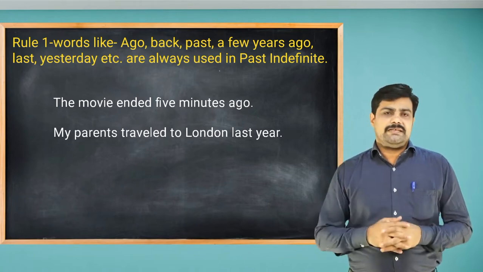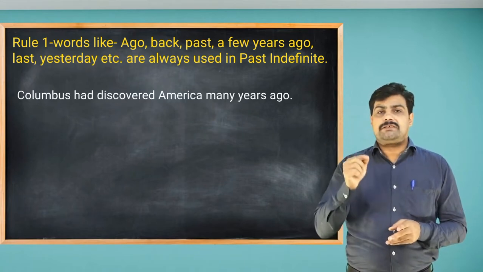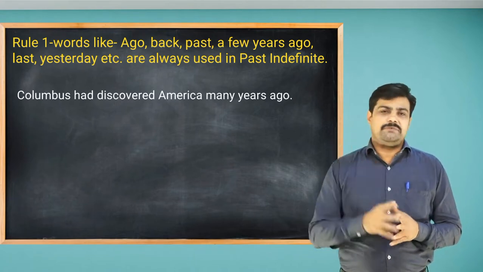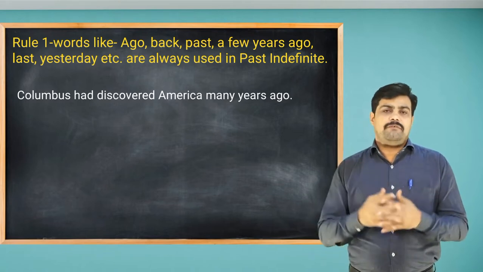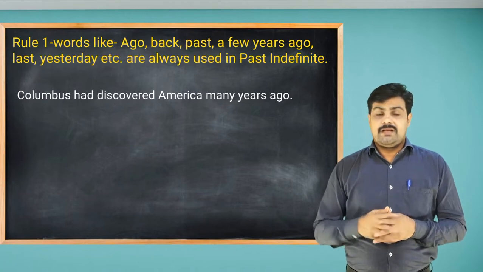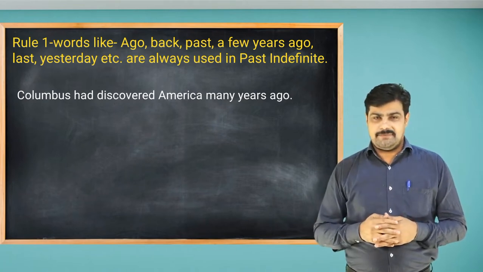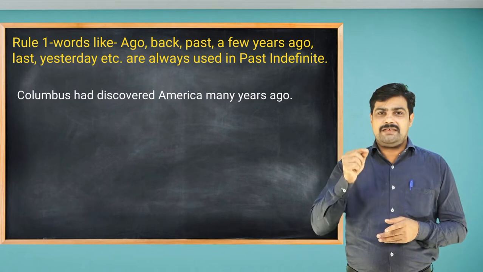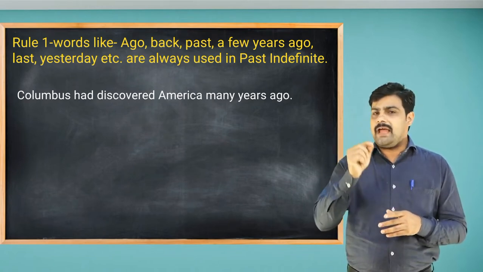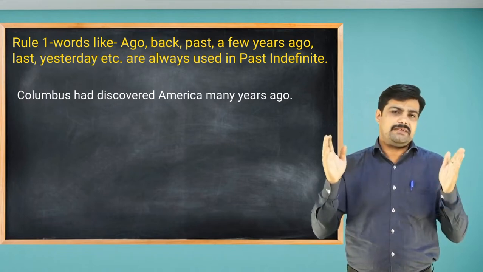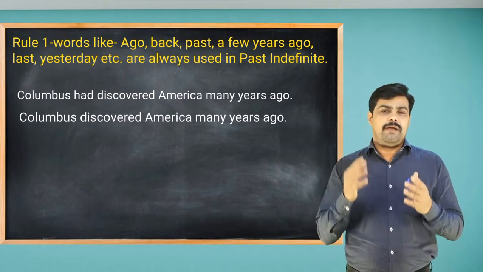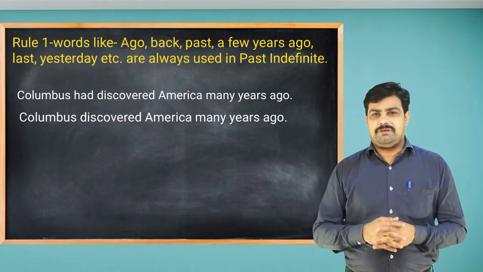Now let's see these sentences. Columbus had discovered America many years ago. Now in this sentence, what is the mistake? According to the rule you have recently learned, the sentence is incorrect. The tense is incorrect, rather. Because Columbus had discovered America many years ago, here we have ago, and ago is used in past indefinite tense only. So the right sentence is, Columbus discovered America many years ago.